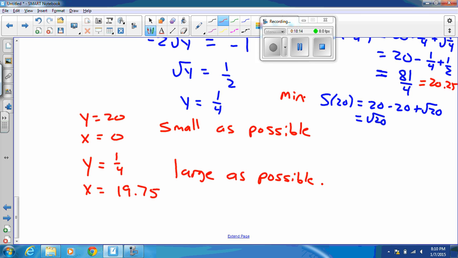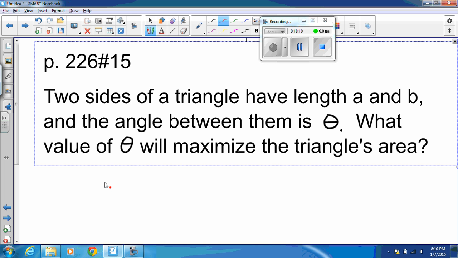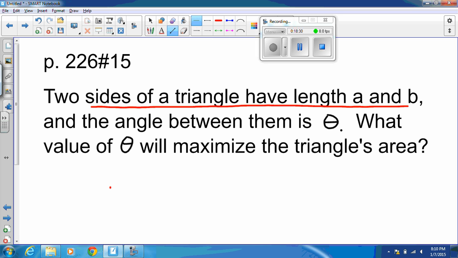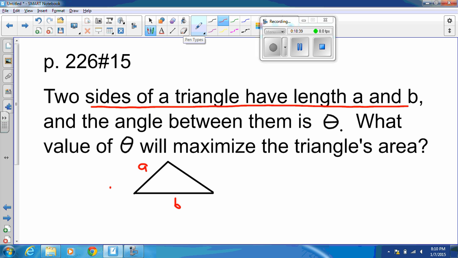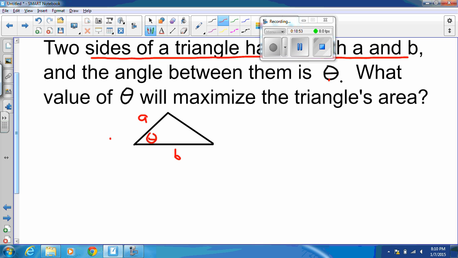Let's see how these problems work when we put them into geometric context. Page 226, number 15, we're told that two sides of a triangle have length A and B. Immediately, we should draw that triangle. Now, we don't know exactly what we want our triangle to look like, but that is okay. Here we have two sides, A and B, and the angle between them is theta. What value of theta will maximize the triangle's area?